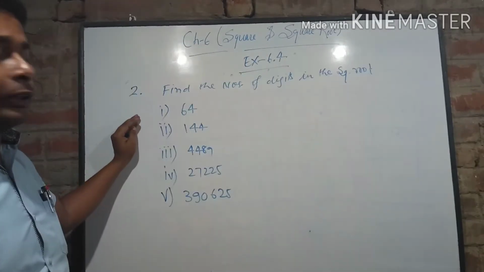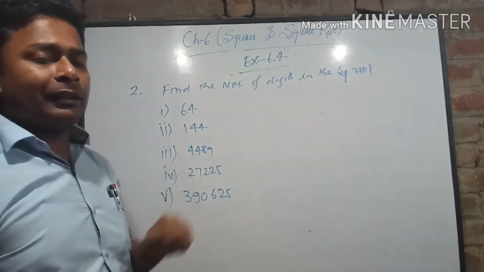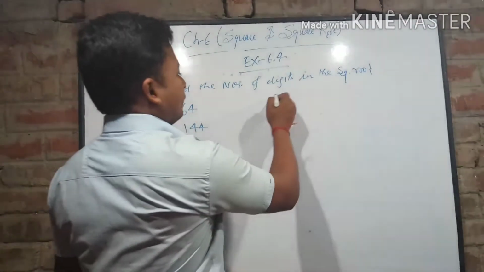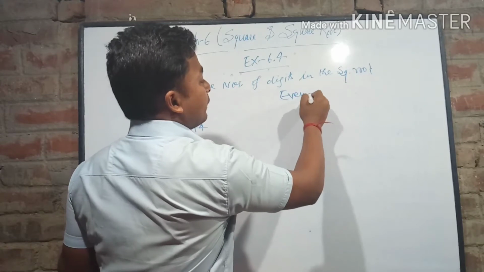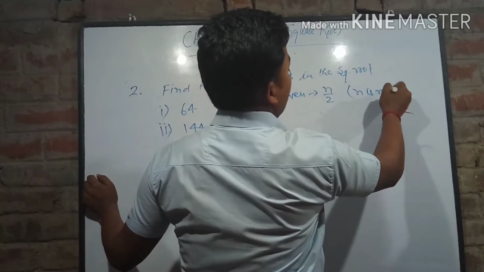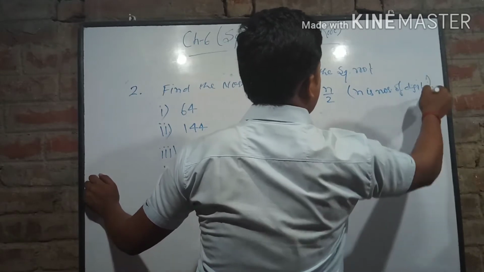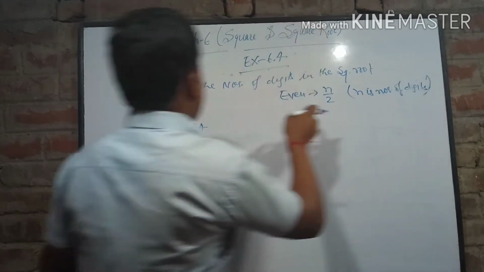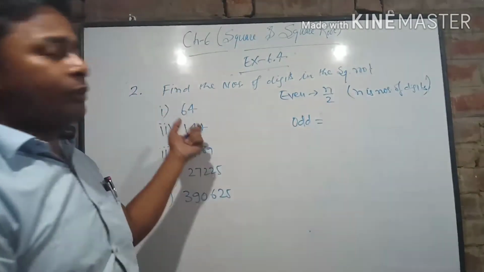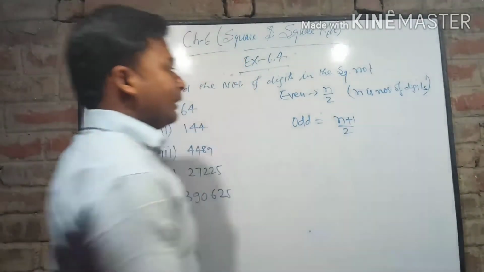Question number 2 says find the number of digits in the square root of the following numbers. Here one concept is that if the number of digits n is even, then the square root has n by 2 digits. If the number of digits in the given number is odd, then it is n plus 1 divided by 2. This formula we have to use.